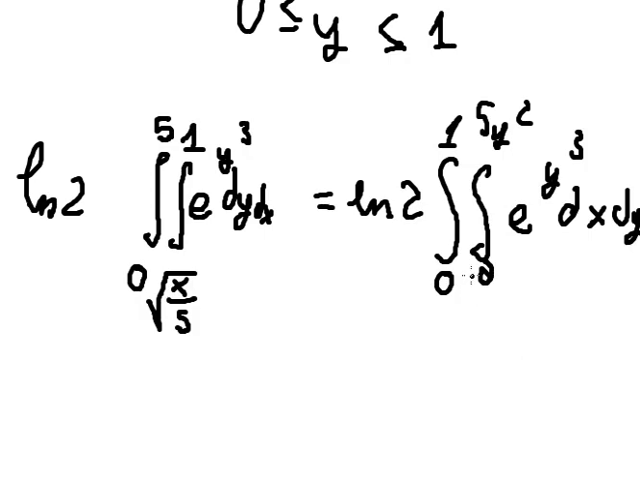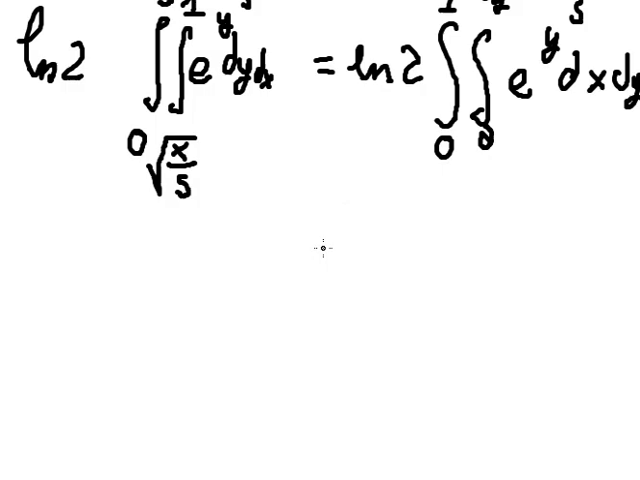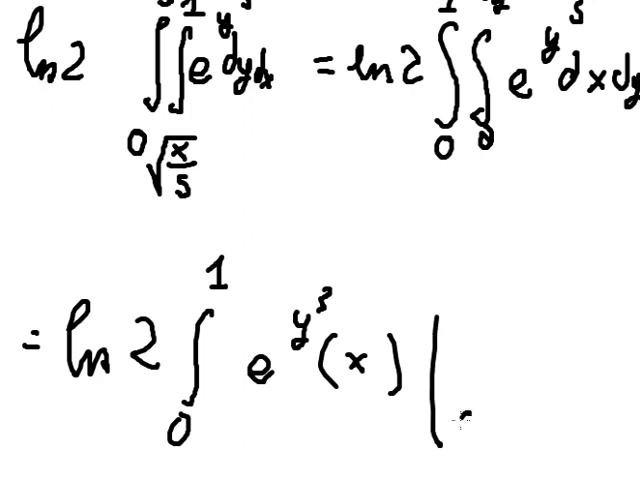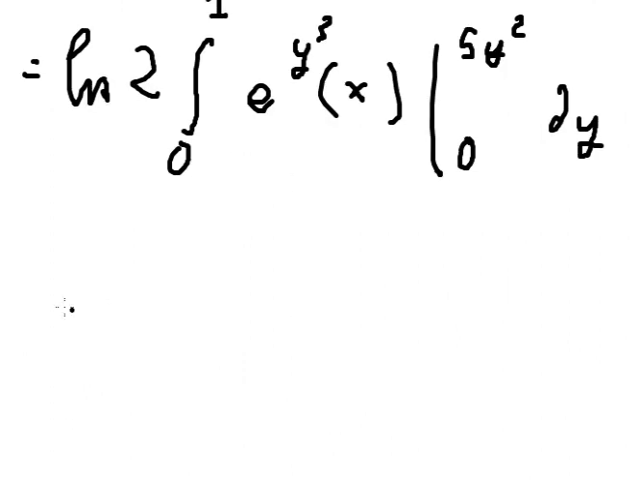And now, because we don't have s in the integrand, the integration of this one gives us s. So we have the bounds of s, that is from 0 to 5y squared. So I will put this one in here and this one in here. And now we have like this.